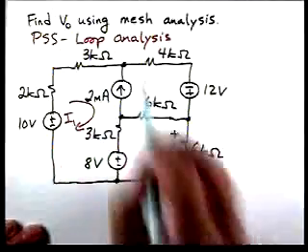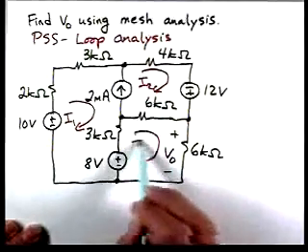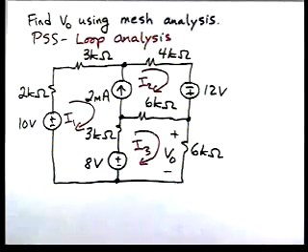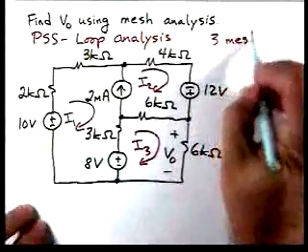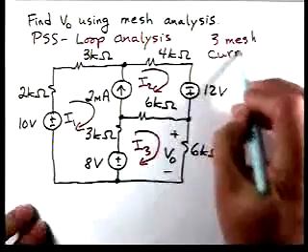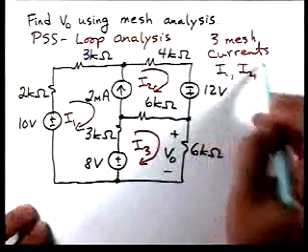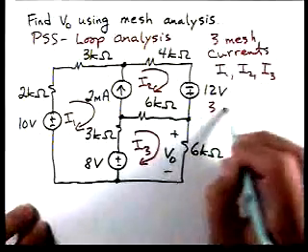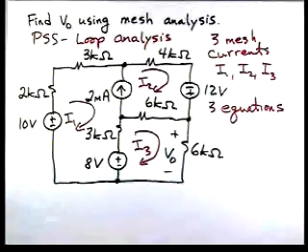So let's assign our mesh currents as such. So now we have 3 mesh currents, I1, I2, I3. We're going to need 3 equations. And since we have a current source, we know we're going to have a constraint equation.